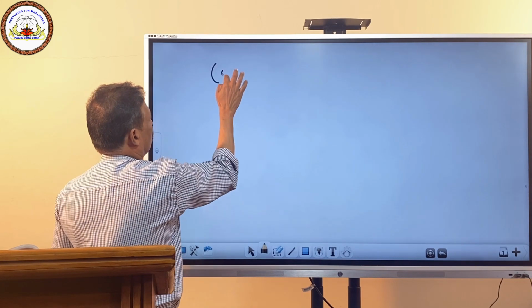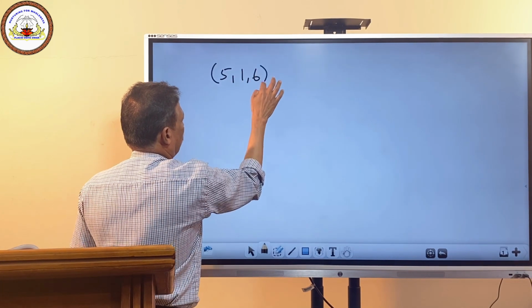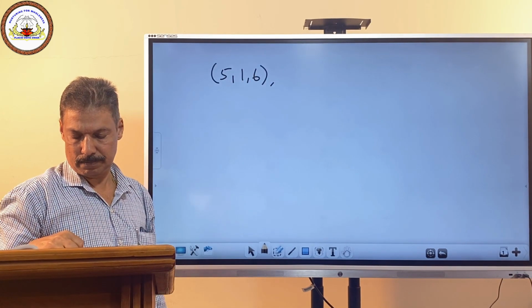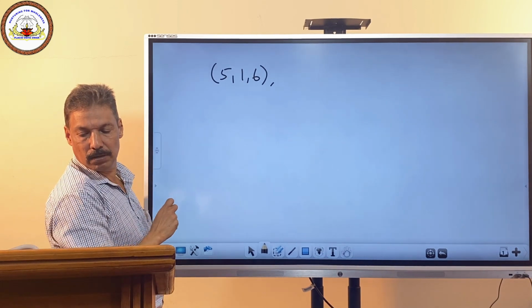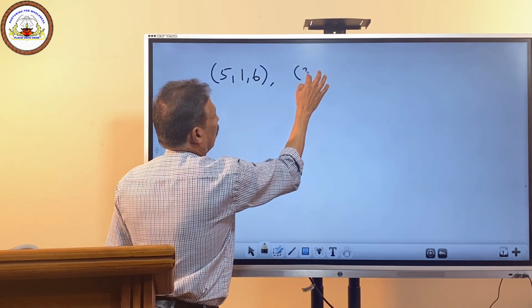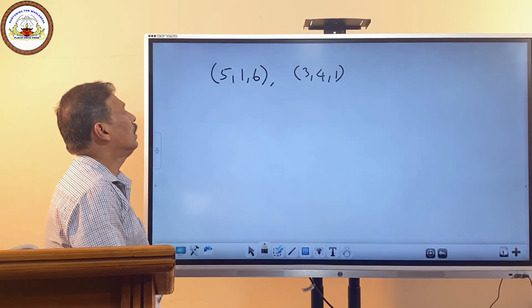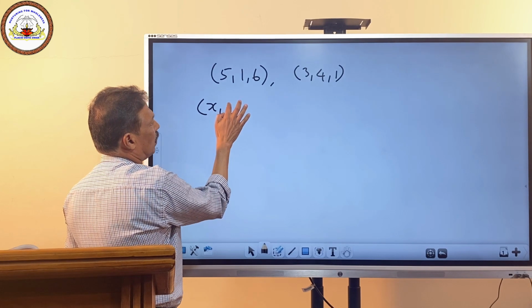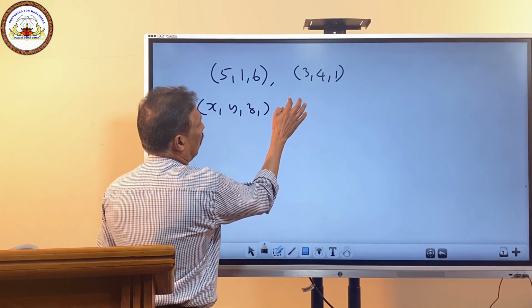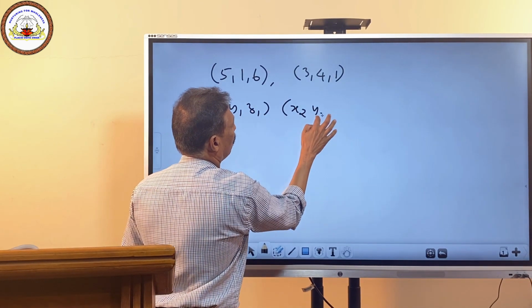Five and 6. The second point is (3, 4, 1). First of all, we learn the equation of the plane passing through (x1, y1, z1) and (x2, y2, z2).